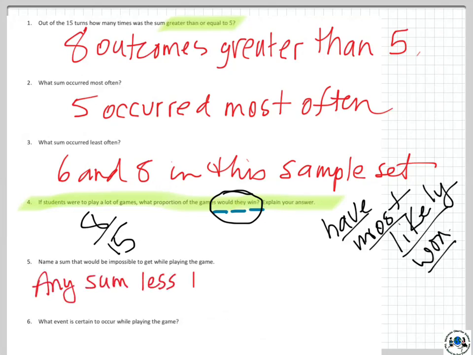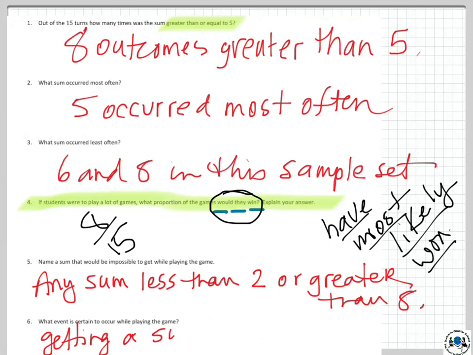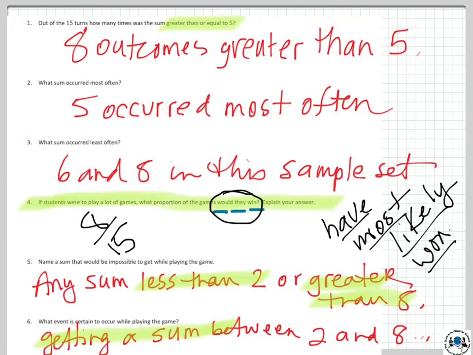Next, name the sum that would be impossible to get while playing the game. Number 5, any sum that would be impossible to get: any sum less than 2, of course, because it's impossible to get less than 2 on 2 spins, or greater than 8. Just impossible to get a sum greater than 8. And the last one on this page, number 6, what event is certain to occur while playing a game? Well, there's no one particular event or sum which is certain, but it is certain that you will get a sum between 2 and 8 on 2 spins. Okay, that is a certainty.